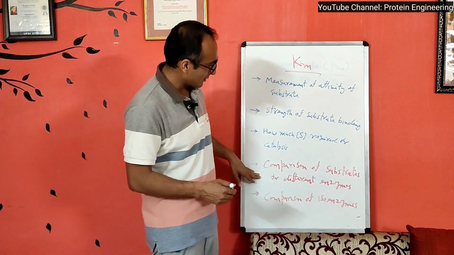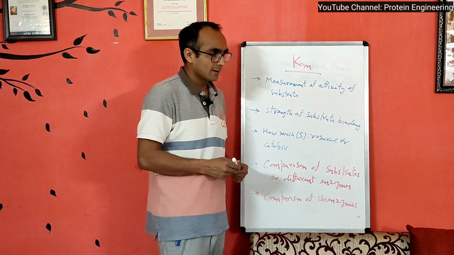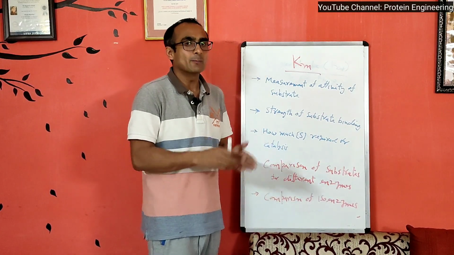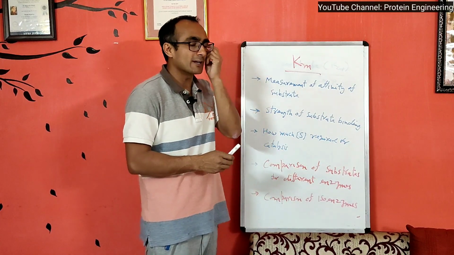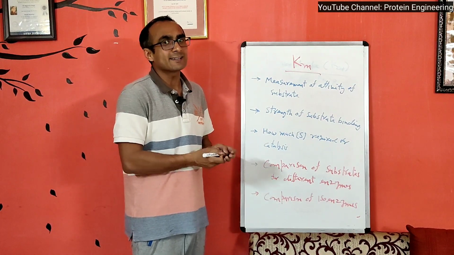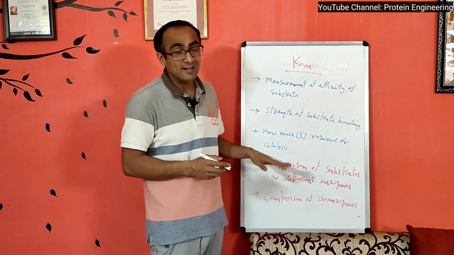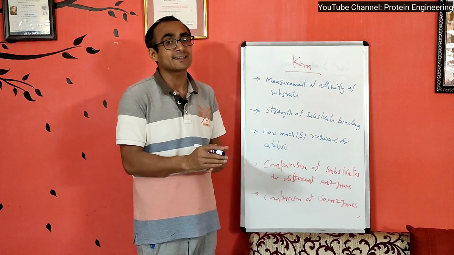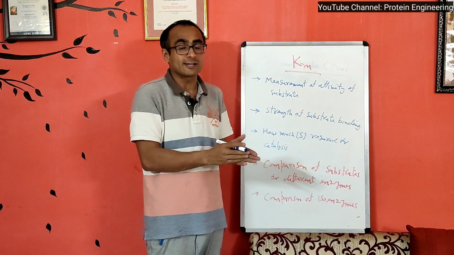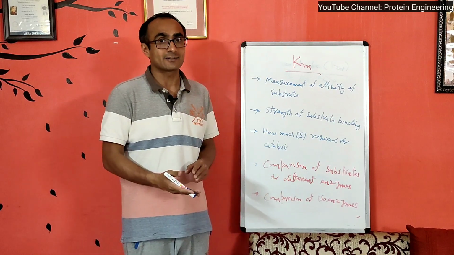Km value also can be used for comparison of substrate for different enzymes. For example, in case of glucose phosphorylation, there are two enzymes, hexokinase and glucokinase. Both enzymes perform the same function. They phosphorylate glucose and make glucose 6-phosphate. But if you look at the Km value for glucose, glucokinase and hexokinase are different. Glucokinase has a lesser Km value in comparison to hexokinase. It means glucokinase can perform its catalytic activity even at a much lesser concentration of glucose in comparison to hexokinase.